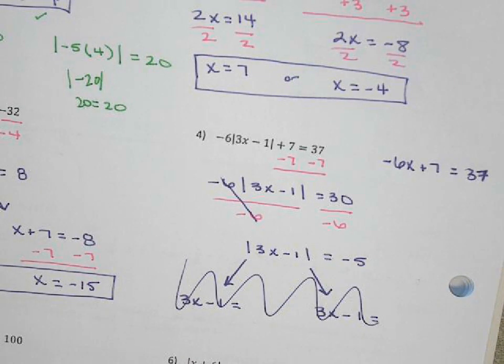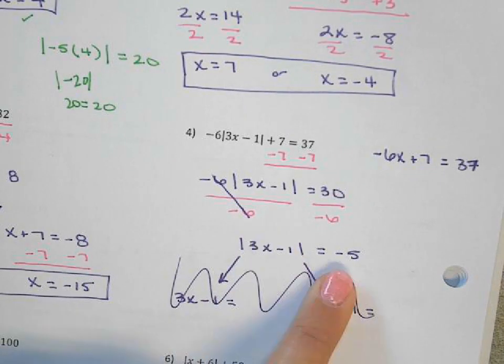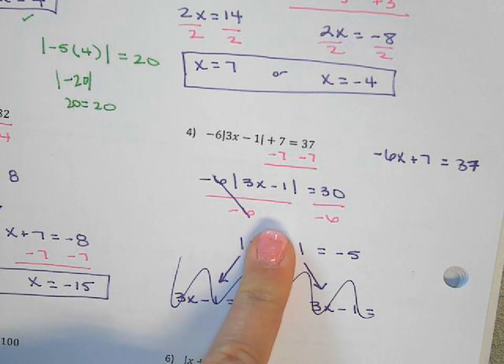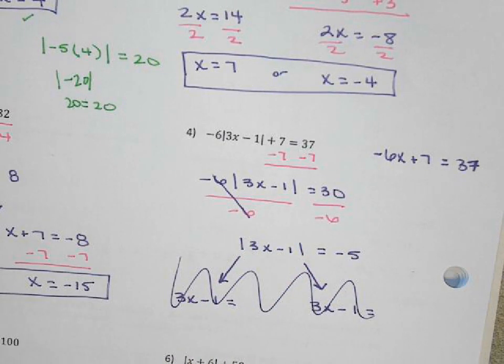100% no. No solution. So as soon as you have absolute value bars set equal to a negative number, you cannot do it, because no matter what this number on the inside is going to turn out to be, you will never take an absolute value and get a negative number. So from there, you can just write no solution.